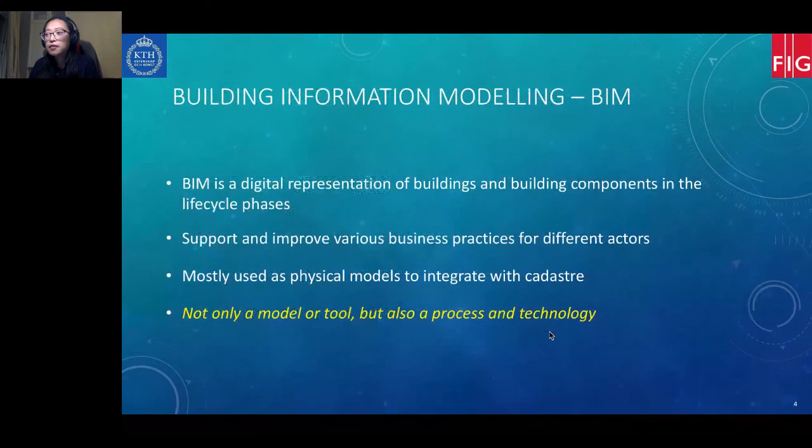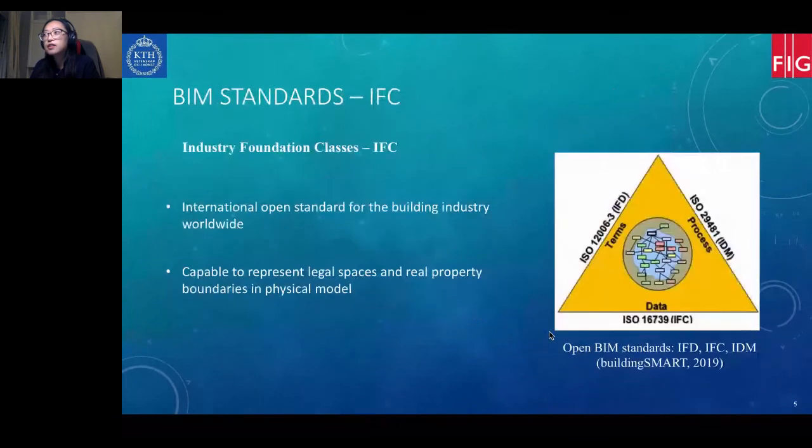Many researchers have already introduced BIM, so I just want to mention one thing: BIM is not only a model or tool, but also a process and technology. And buildingSMART has developed international open standards. We know these are IFD, IDM, and IFC. And IFC is the most accepted open international standard in the BIM domain, and it can support the definition of building elements and the spatial relationships between the elements. So it has powerful capability.